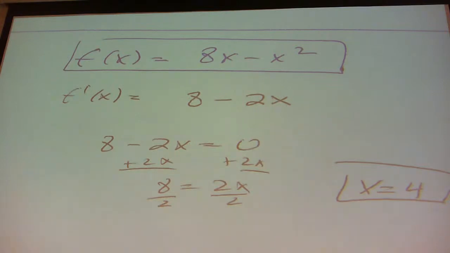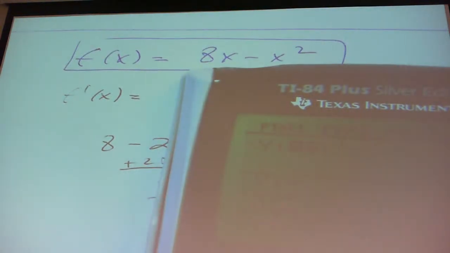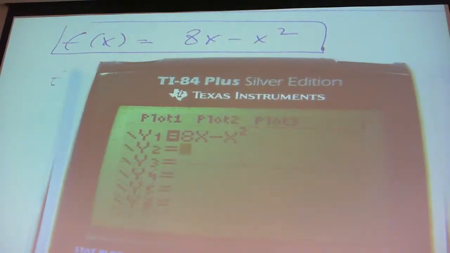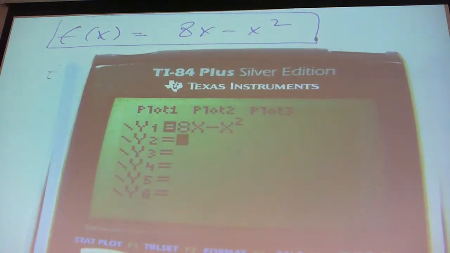So let's graph it. And what are we graphing? We're graphing the original. All of this is about how the original is changing. So we go to our calculator. We type in 8x minus x squared. And then we'll leave it in the same window, which is negative 10, 10, negative 10, 10. Graph.